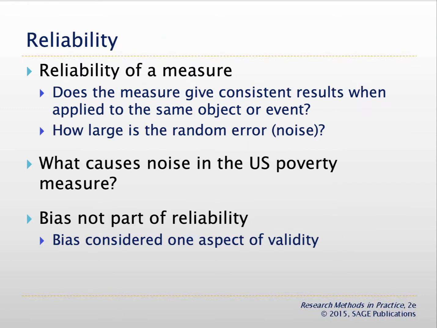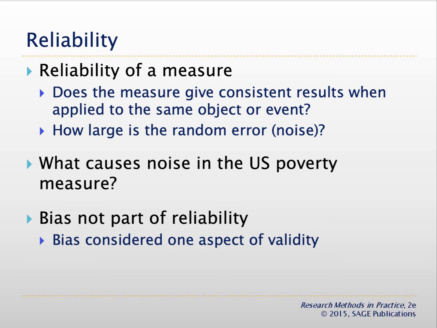Closely related to the idea of noise is the idea of the reliability of a measure. How consistent is it when applied to the same object or event? How large is that random error? So what kinds of things could cause noise in the U.S. poverty measure? Data entry errors. Smaller and smaller these days, but if you're asking someone verbally about their income and you misenter it, you're equally likely to get the digits wrong in one direction or another.